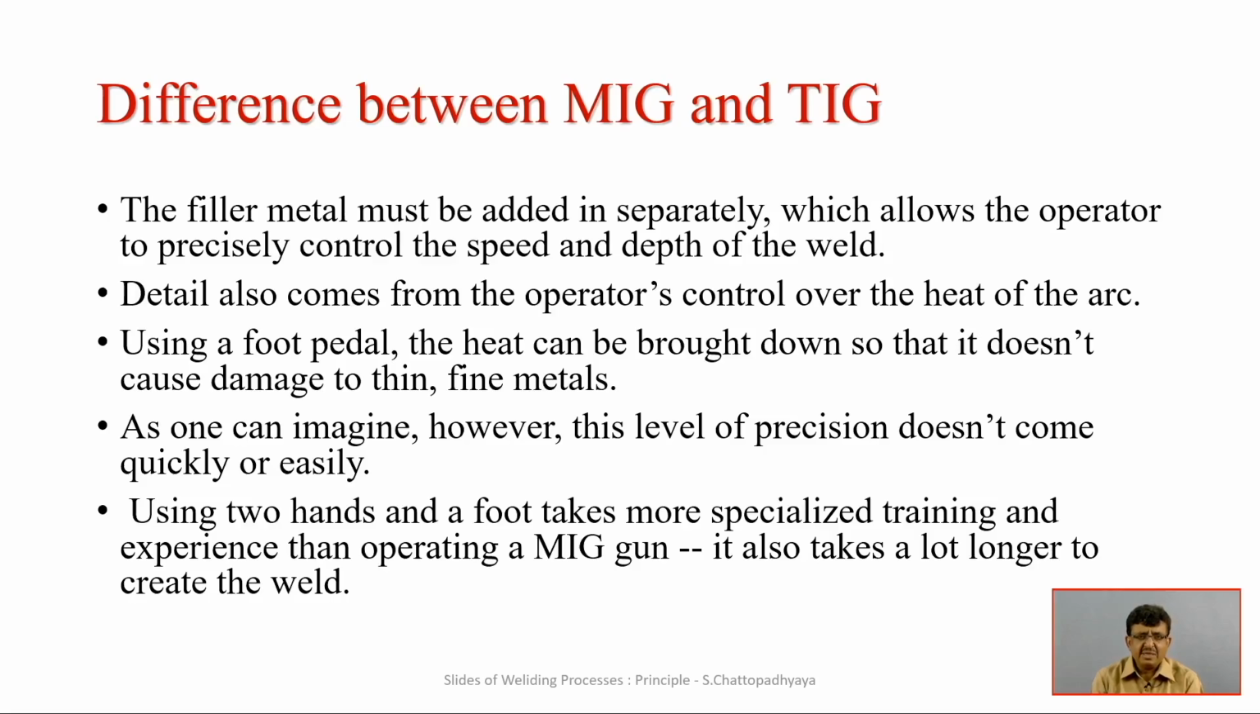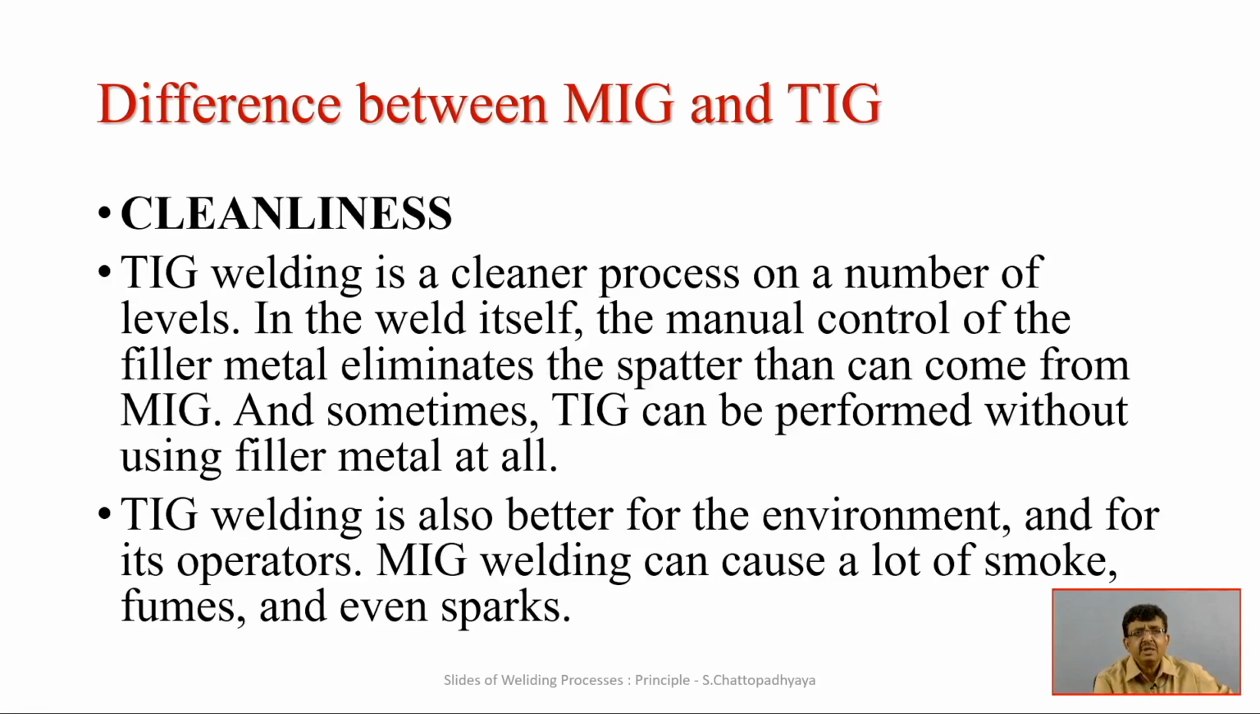Using two hands and a foot takes more precise training and experience than operating a MIG gun. So, the MIG gun also requires some training. On cleanliness, TIG welding is a cleaner process, with better surface finish and better geometry, while MIG itself cannot provide that level of cleanliness because of its less manual control.